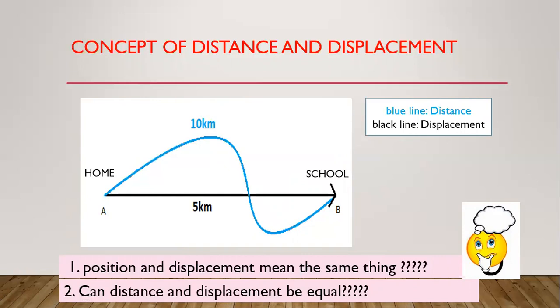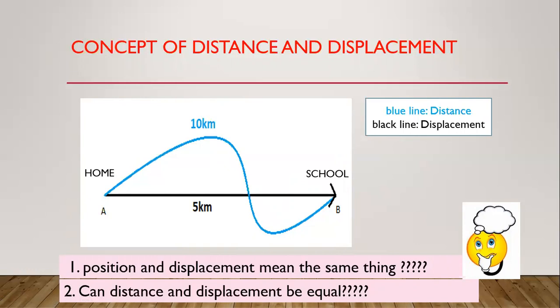Do position and displacement mean the same thing? And can distance and displacement ever be equal? So the answer to the first question is no. Position and displacement do not mean the same thing.